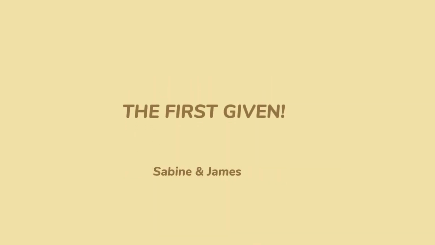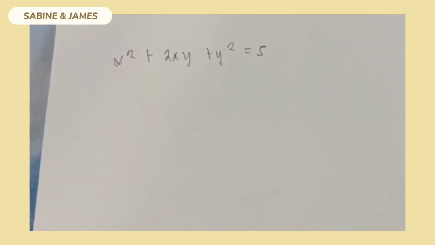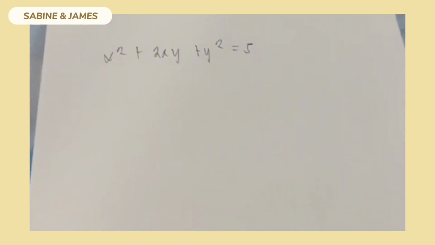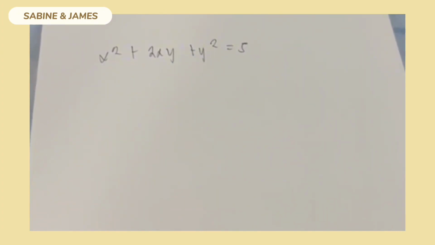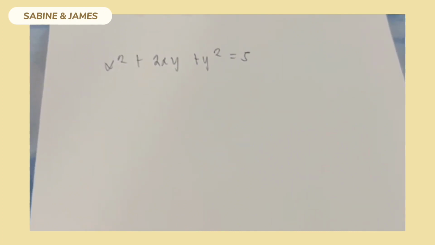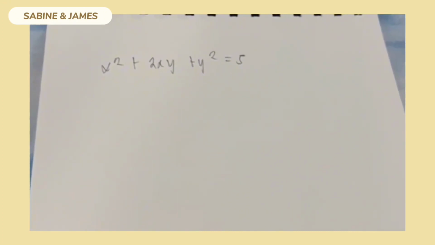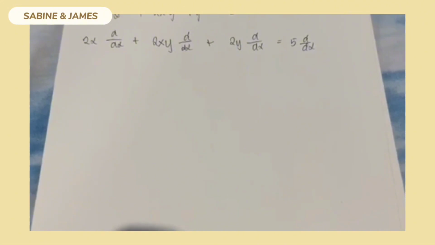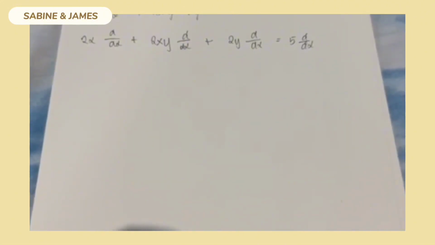Now, let's solve them. Let's solve the first given. Let's say we have x squared plus 2xy plus y squared equals 5. The first step that we have to do is differentiate both sides of the equation with respect to x. So it would look like this. Now let's find dy over dx.